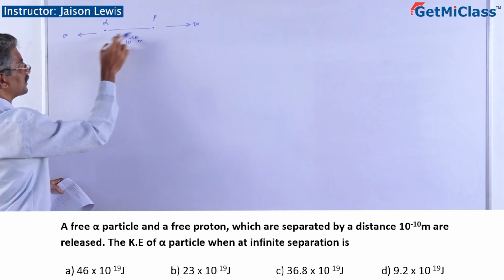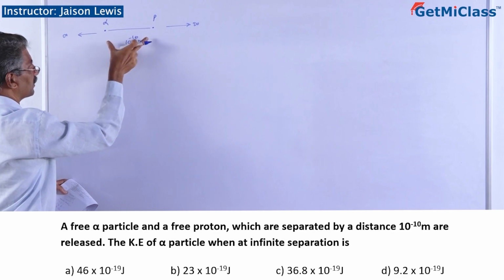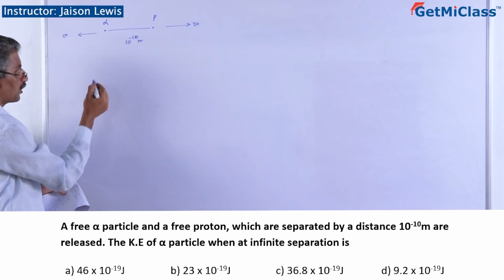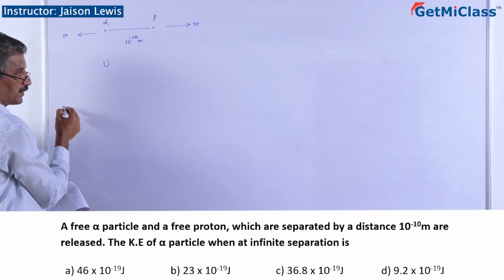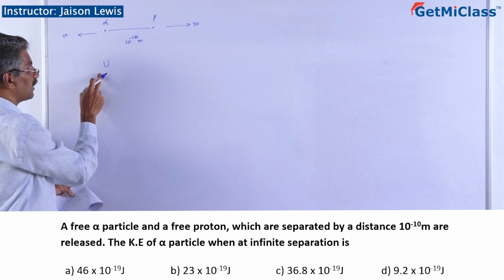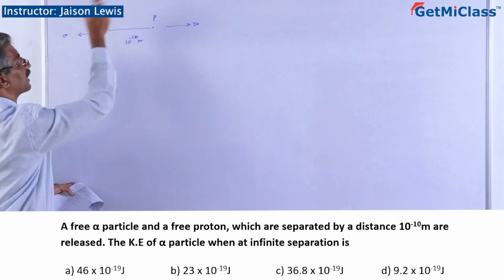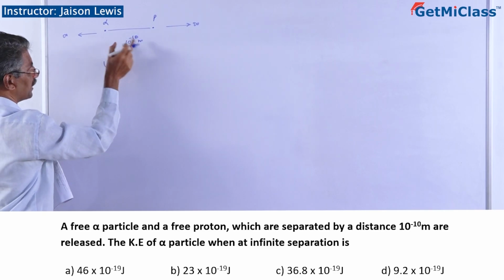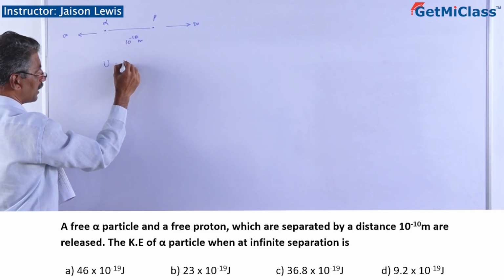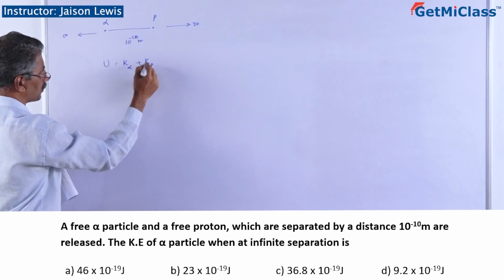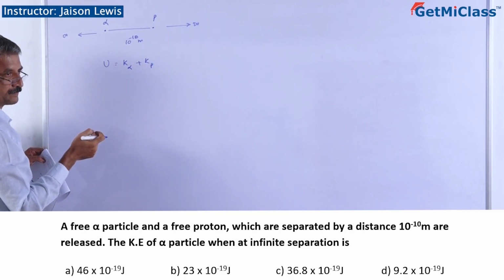When you consider these two particles at a distance of 10 power minus 10 meter, they have some energy called potential energy. Since energy is conserved, this potential energy should be available for those two particles as kinetic energy at infinity. Therefore, the potential energy of these two particles at a distance of 10 power minus 10 should be equivalent to the kinetic energy of the alpha and the kinetic energy of the proton at infinity.